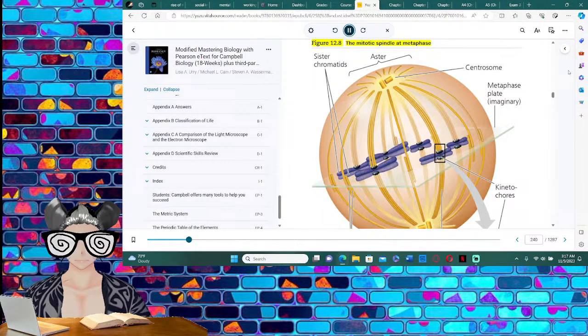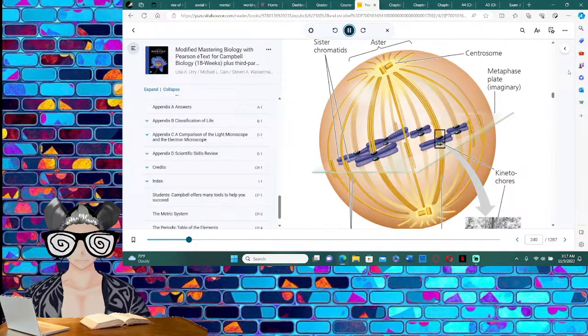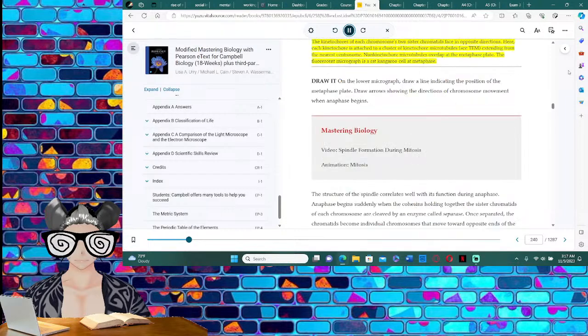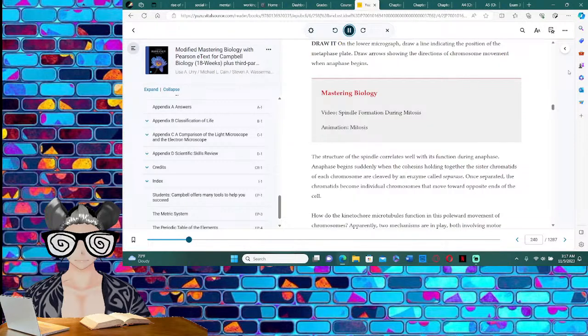Figure 12.8. The mitotic spindle at metaphase. Diagram and TEMs of cell in metaphase. The kinetochores of each chromosome's two sister chromatids face in opposite directions. Here, each kinetochore is attached to a cluster of kinetochore microtubules, see TEM, extending from the nearest centrosome. Non-kinetochore microtubules overlap at the metaphase plate. The fluorescent micrograph is a rat kangaroo cell at metaphase. Figure 12.8. Full alternative text.